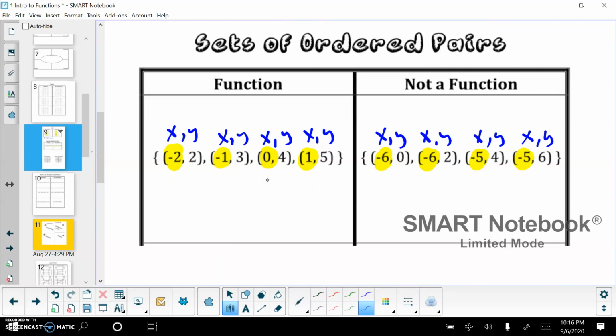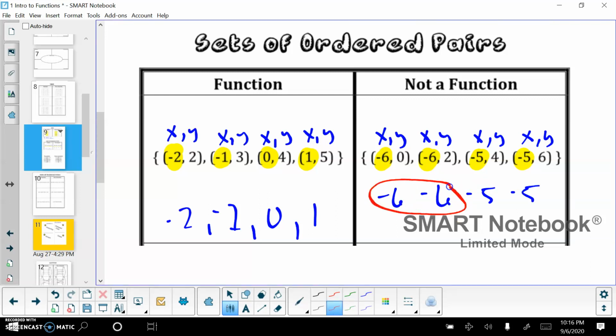So on the first set, I have a -2, a -1, a 0, and a +1. Okay, on the second set, I have a -6, I have a -6, a -5, and a -5. And we can see I've got repeats because the -6 repeats in the x's, and so does the -5.